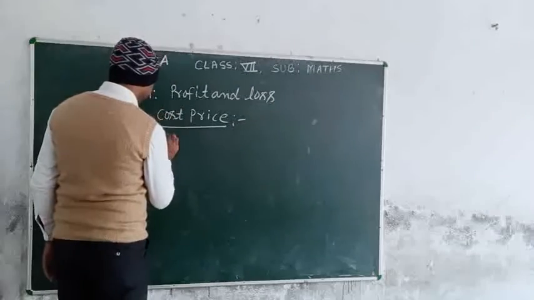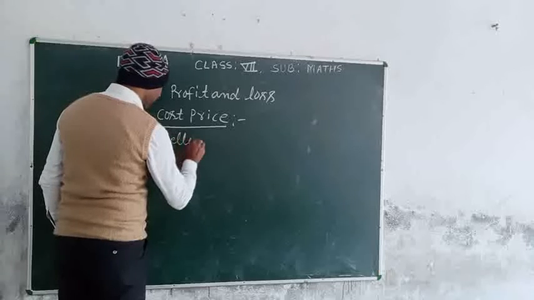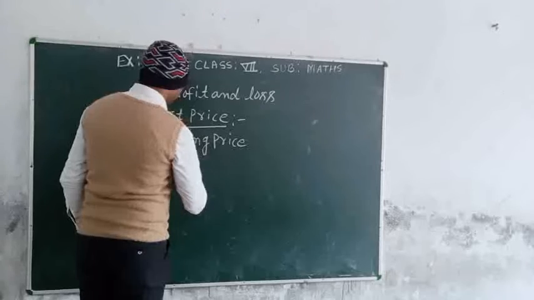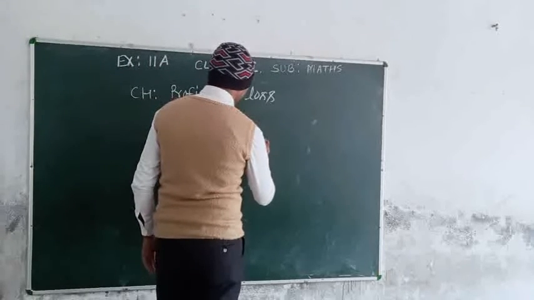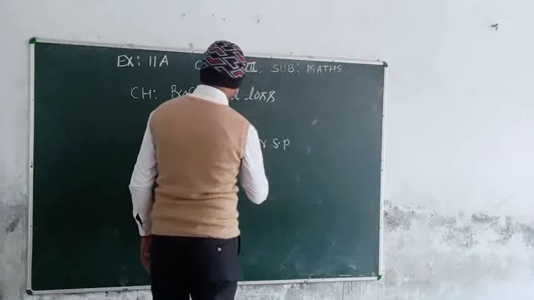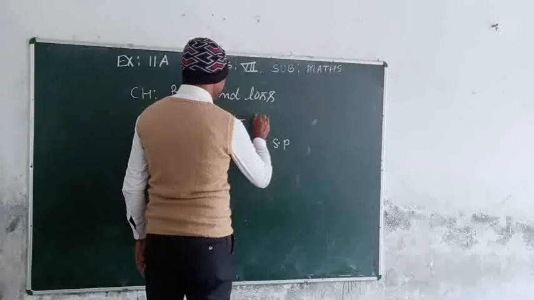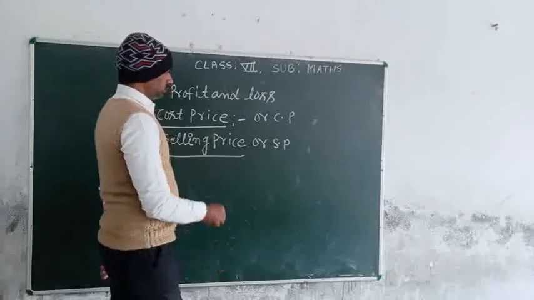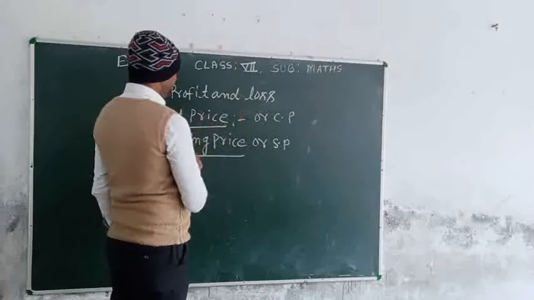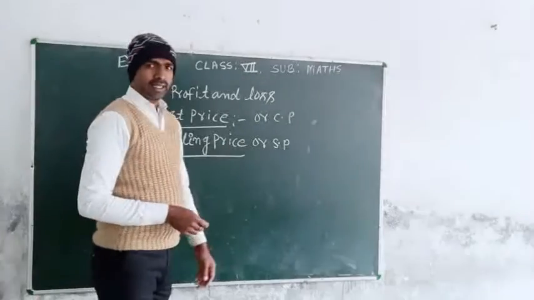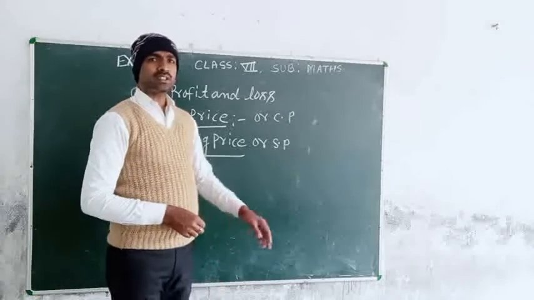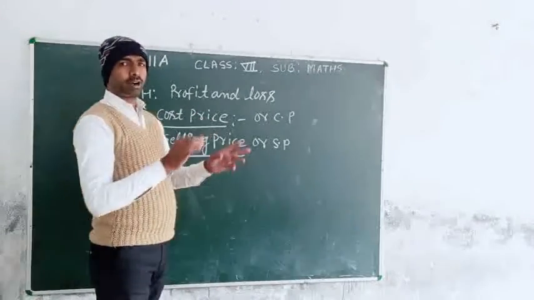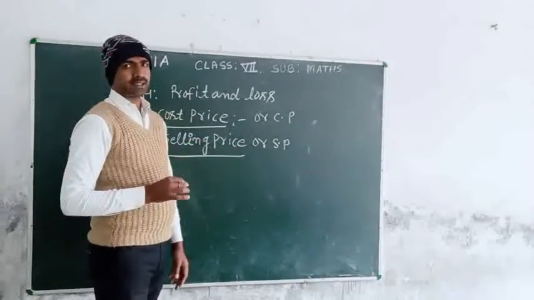Then selling price. Selling price is also called SP, and cost price is also called CP. So the price at which things are sold is called selling price, and the price at which things are bought or purchased is called cost price.